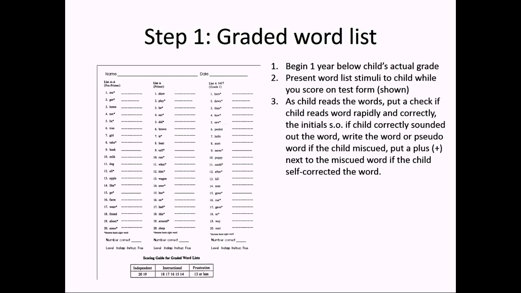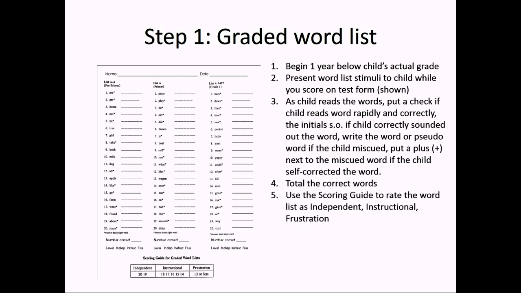Put a plus next to a miscued word if the child self-corrected the word. So if they said Bach and then they changed it to book, first you would write the word Bach and then you would put a plus next to it, meaning that they self-corrected it. Or you could put a C around the word. You total the number of correct words, and then you use the scoring guide to rate the word list as being independent, instructional, or frustrational.